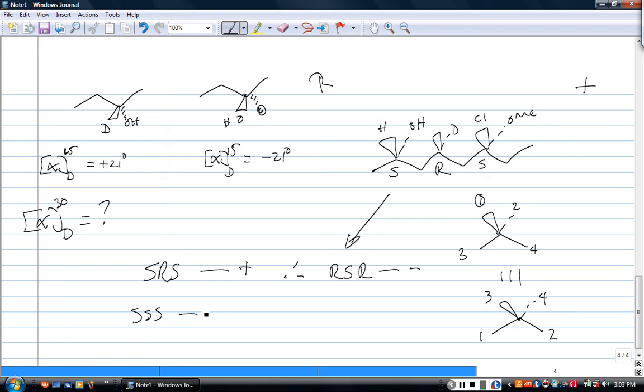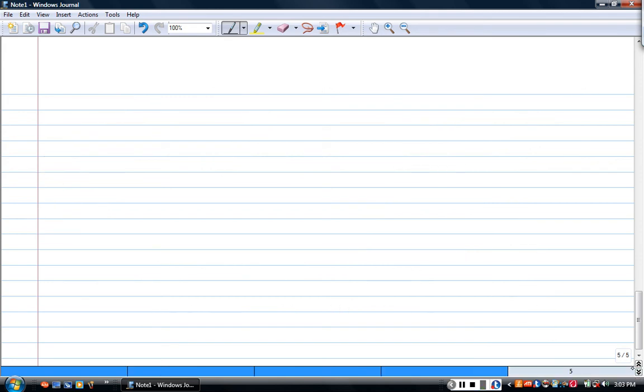And the answer is, I have absolutely no idea. I don't know if the S is plus or minus. But let's say somebody did the experiment and they found the S was in fact plus. Then I can say the R is going to be minus. Okay? All right.